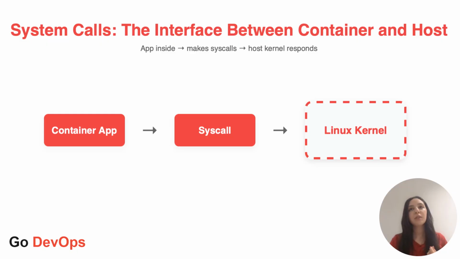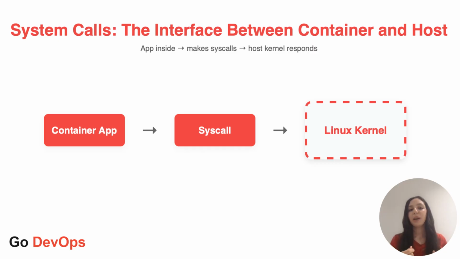Instead, it uses a system call, which we call a syscall, which is a direct request to the Linux kernel to perform that task. So these syscalls are the only bridge between user space and kernel space. From inside the container, the process might think it's running on its own system, but under the hood, every time it makes a syscall, the call crosses over to the host kernel.